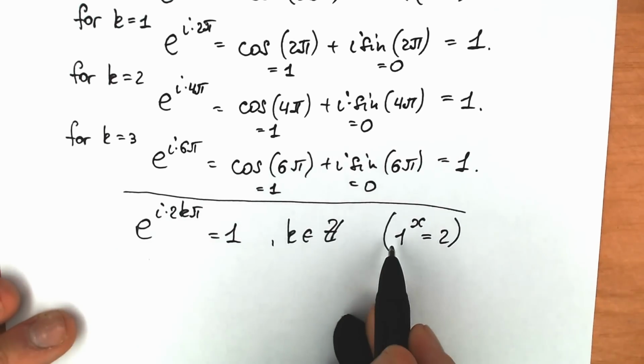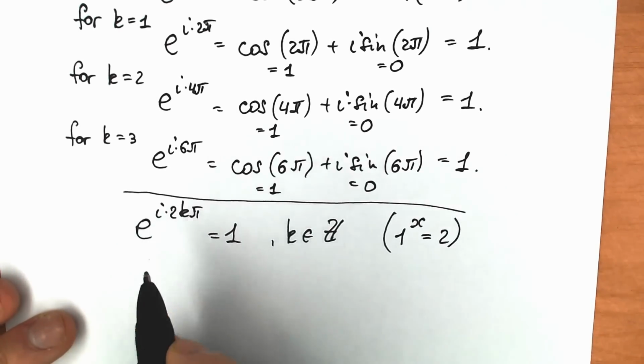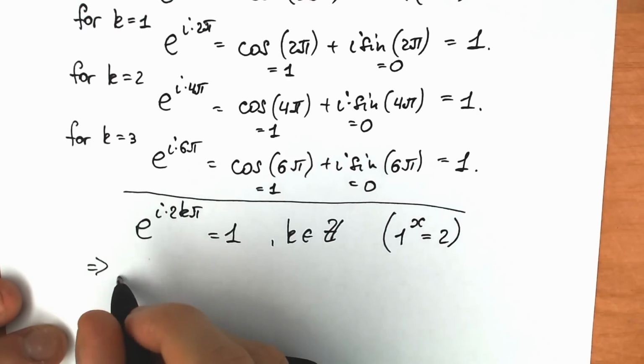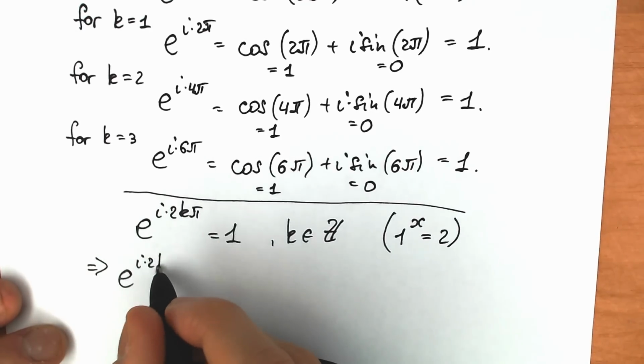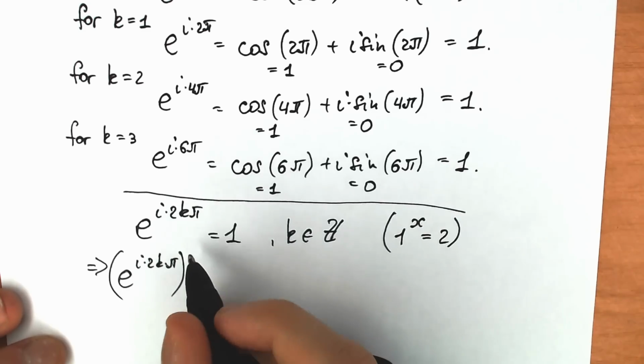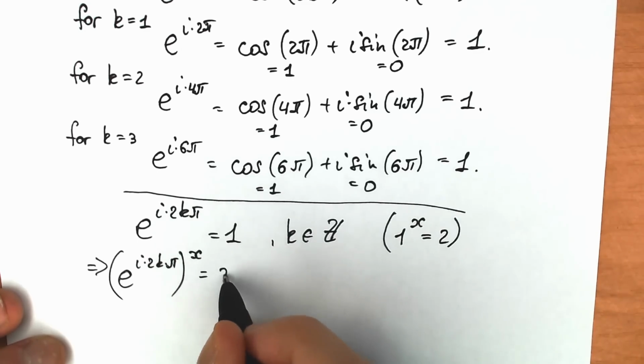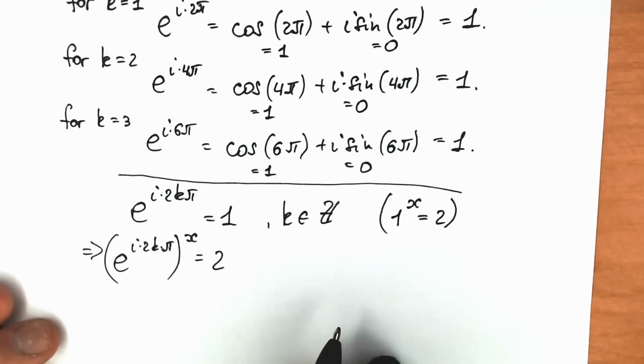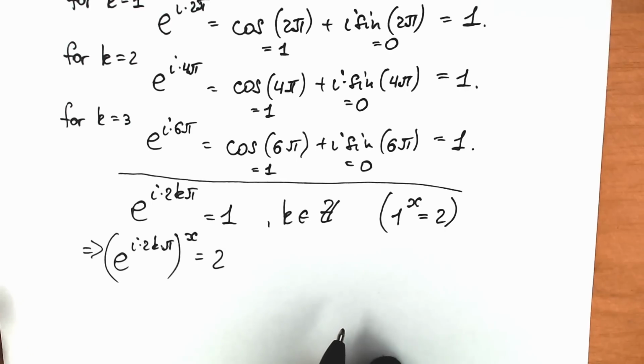So instead of this 1 right here, we're gonna plug in e to the power I 2k pi. Okay, so as a result we have e to the power I times 2k pi, we're gonna raise this to the power x, and this is equal to 2. Right now let's solve it. Let's see what will happen when we solve this equation.